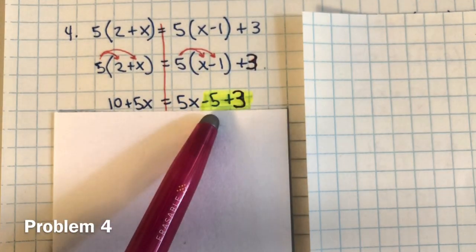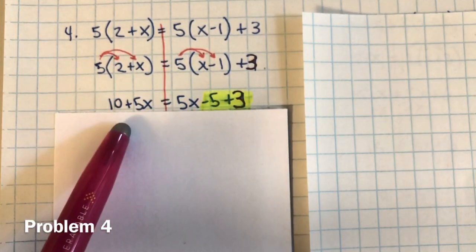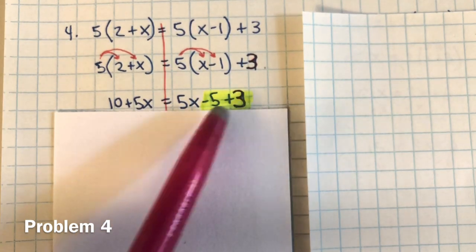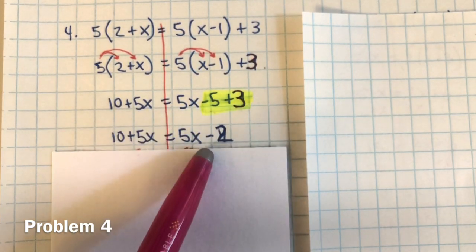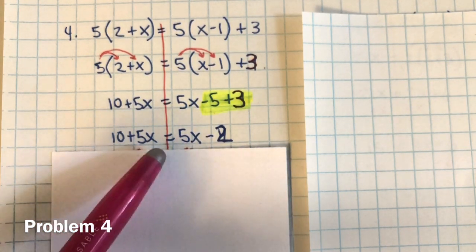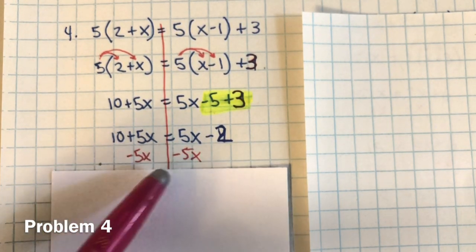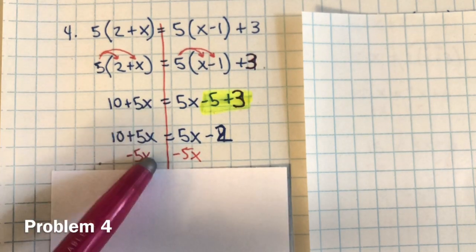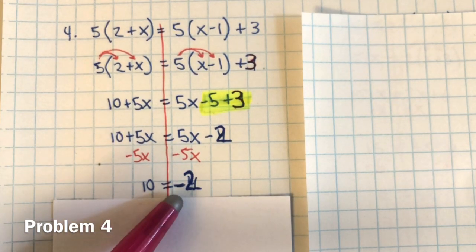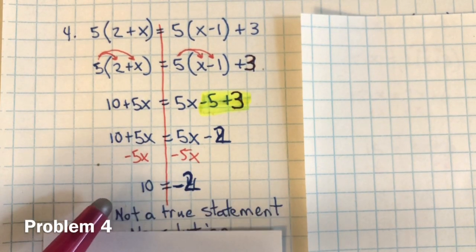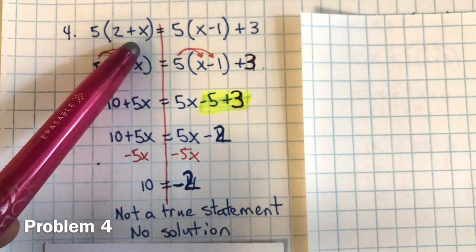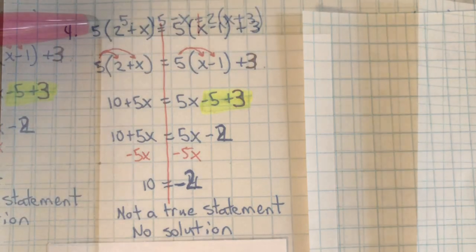Now I can combine like terms. The left side can't combine like terms, but the right side we have these two integers. Negative 5 plus 3 equals negative 2. And now I'm going to move the variable to one side. So I'm going to subtract 5x from both sides. This created a zero pair, and I'm left with 10 equals negative 2. Well, that's not a true statement. So there's no solution. There's no value I can put in for x that will make this equation true.